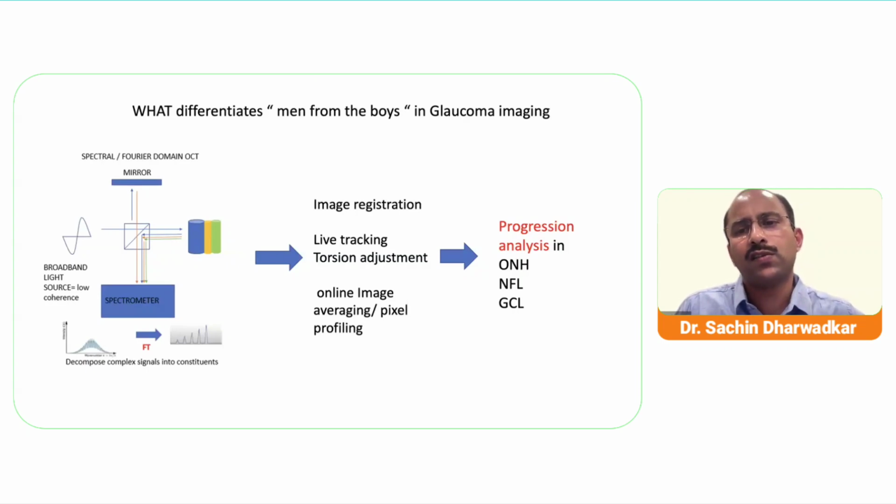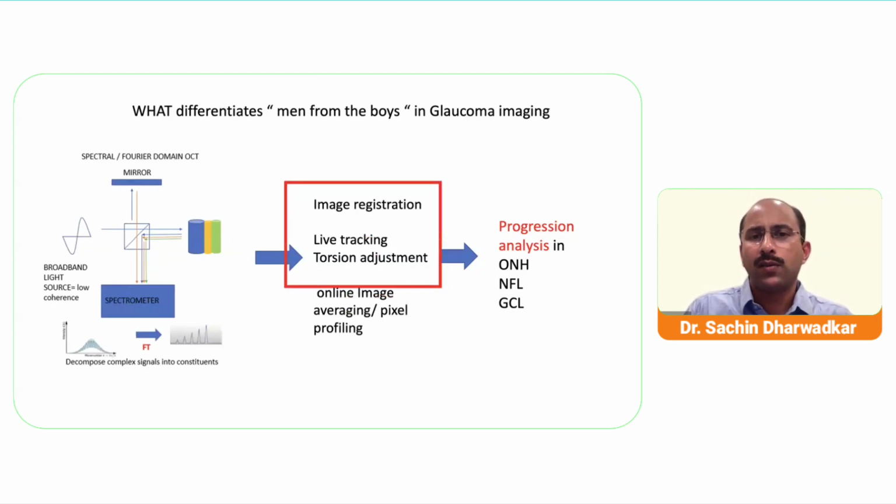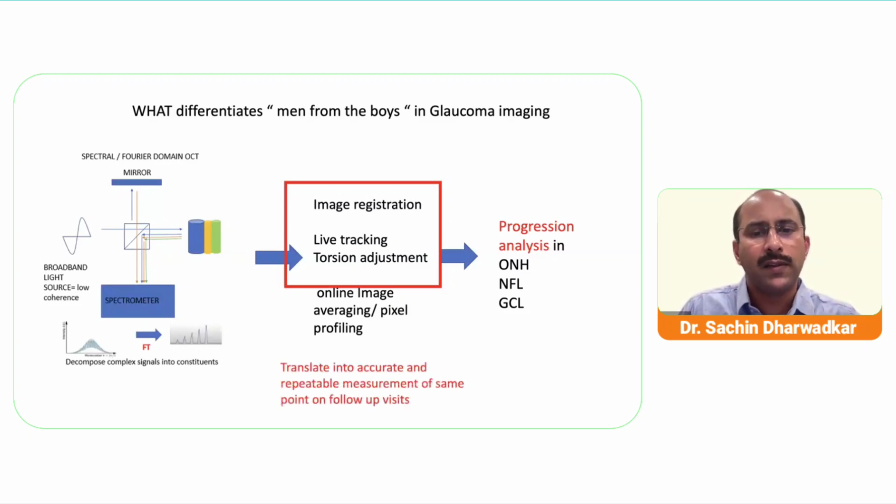And the progression analysis should be at the optic nerve head, the nerve fiber layer, as well as the ganglion cell layer. So these are very important things and may not be available in all the machines, and that's why there will be a difference maybe in the pricing. Although they appear the same externally, the model number may be different and the pricing may be hugely different. We'll see just by an example in the next slide. So these niche technologies translate into accurate and repeatable measurements of the same point on follow-up visits, and that is something that you should understand.